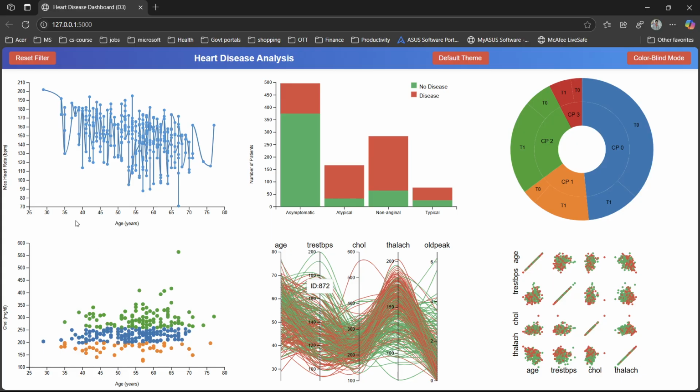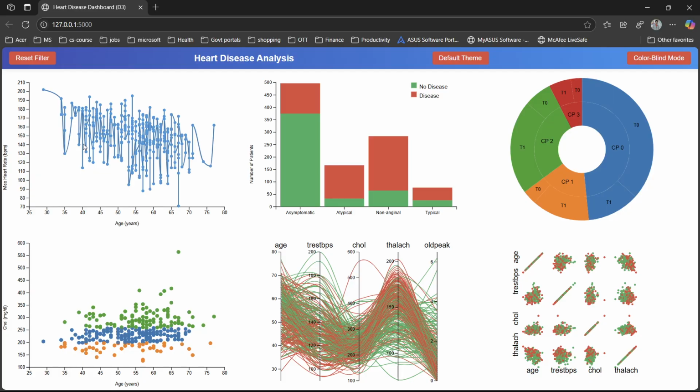The first one is the animated line chart. This chart plots maximum heart rate on the y-axis against age on the x-axis for all patients, with an animation that draws the line progressively from younger to older ages. You can view the animation when this is started. This animation not only makes the visualization engaging but also emphasizes how maximum heart rate trends downward with age, while highlighting outliers where this trend breaks, potentially indicating disease.